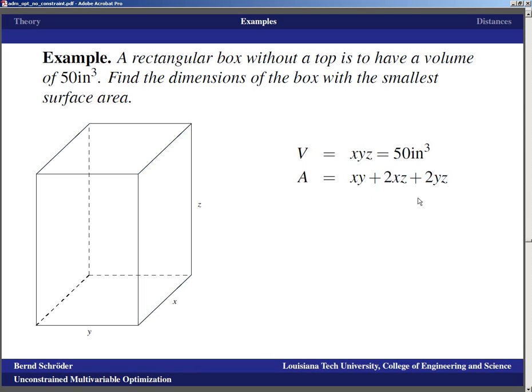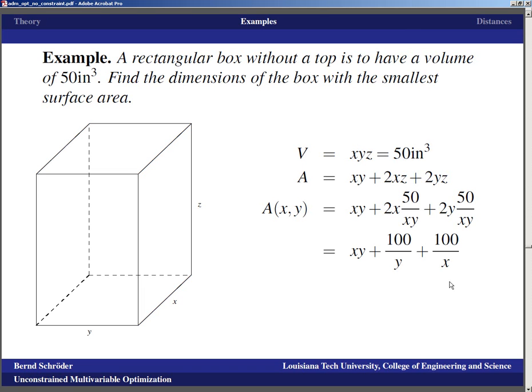Well, in multivariable calculus, we shouldn't be too bothered by that anymore, but since we have an equation that relates the 3 variables to each other, we can eliminate one of them, and I want us to eliminate z, because from the volume equation we see that z is equal to 50 cubic inches divided by xy. So the surface area of x and y is xy plus 2x times z, which is 50 over xy, plus 2y times 50 over xy. And so that would be xy plus 100 over y plus 100 over x. And that's exactly what we have here.